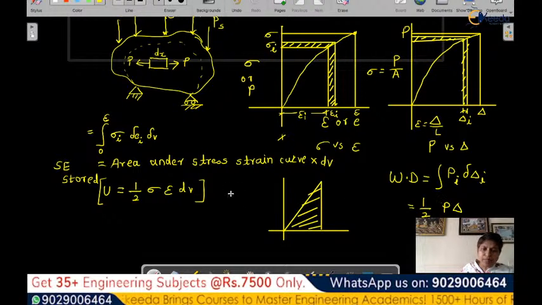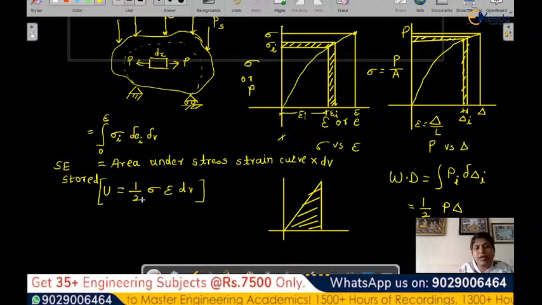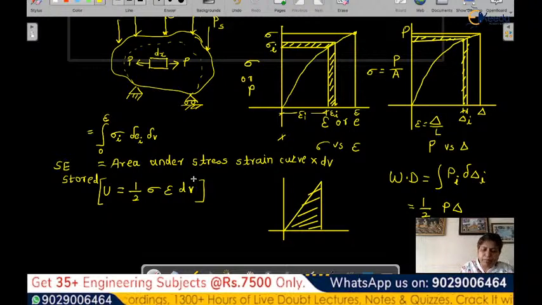So finally we have to remember what strain energy is. Strain energy is nothing but the area under the stress strain curve. So that is half into stress into strain into the volume of that particular element. So that we have to consider.